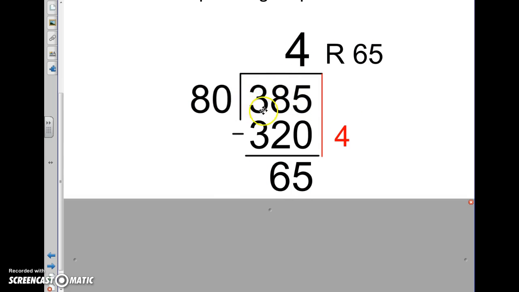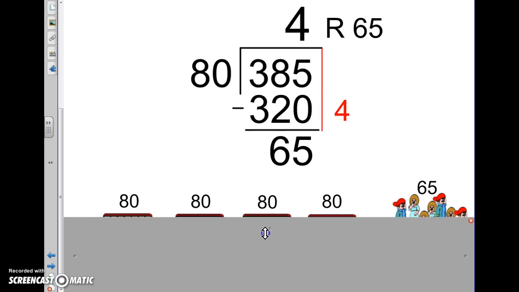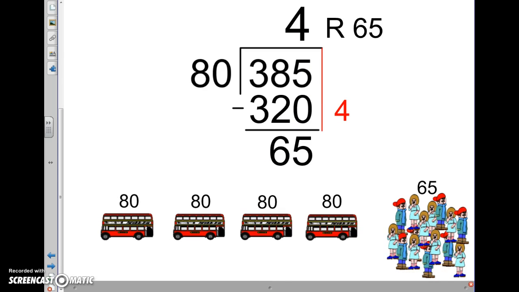Remember, this number here represents the number of total passengers, students and teachers that are going on the field trip. The divisor here tells us how many passengers can go on each bus. And this 4, remember, this fourth multiple of 80, tells us that 1 bus is 80 people. 4 buses would be 320 people. Those are passengers. So this difference here is how many passengers would be left over if there were only 4 buses.